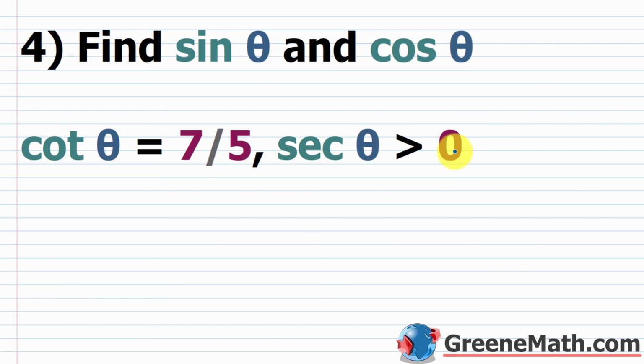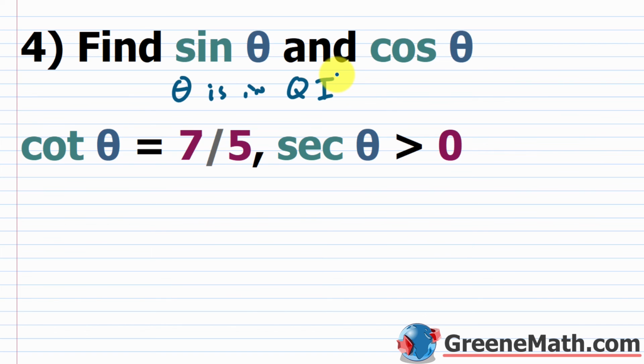So for the cotangent of theta, that's going to be positive in quadrants 1 and 3. For the secant of theta, that's going to be positive in quadrants 1 and 4. So we know here we're going to be in quadrant 1. So let's say that theta is in quadrant 1. Okay, so x values are positive, y values are positive.